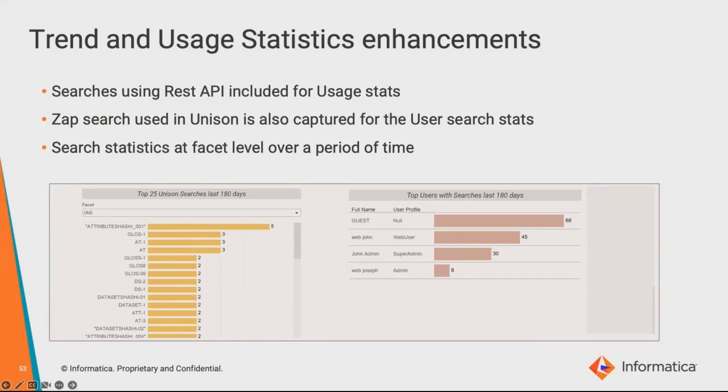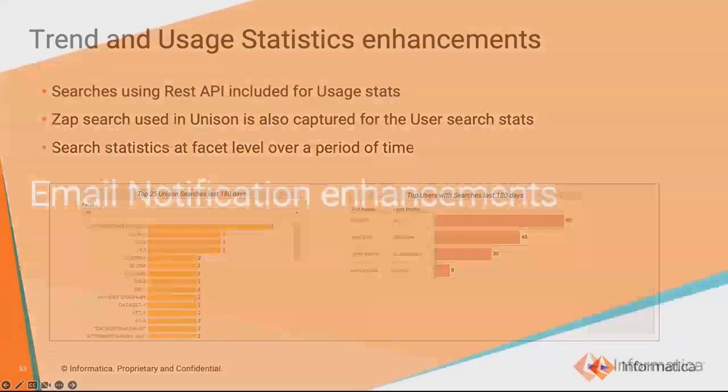Also the Zap search, which is a quick search, right? You select a particular row in the Unison grid and click on that search. You do not necessarily type any search term into the text box. So that is also captured in the statistics now. And it is over a period of time. If you want to bring in those reports, you have the option of filtering them. So if you want 180 days or 130 days or even the last 60 days of data, you can bring that at the facet level, each facet level, and at the individual user level as well.